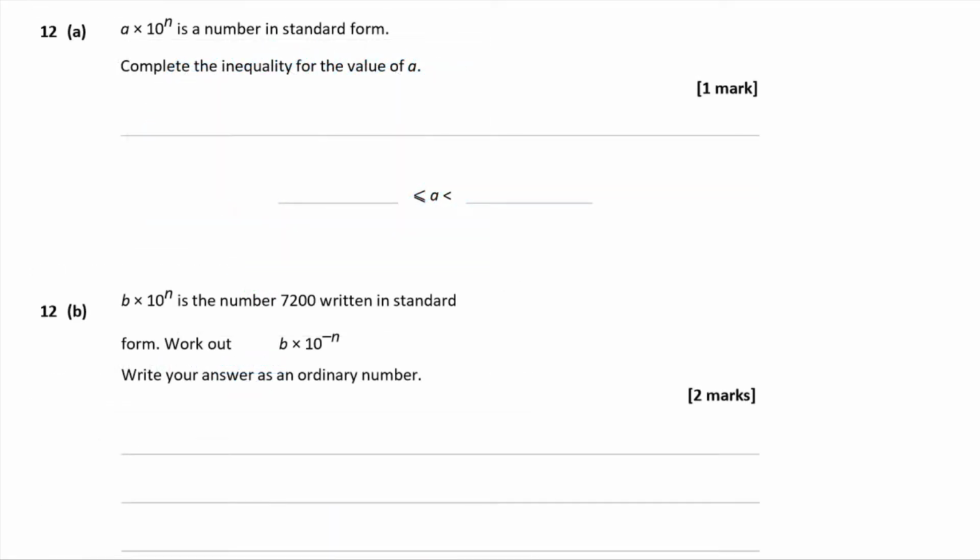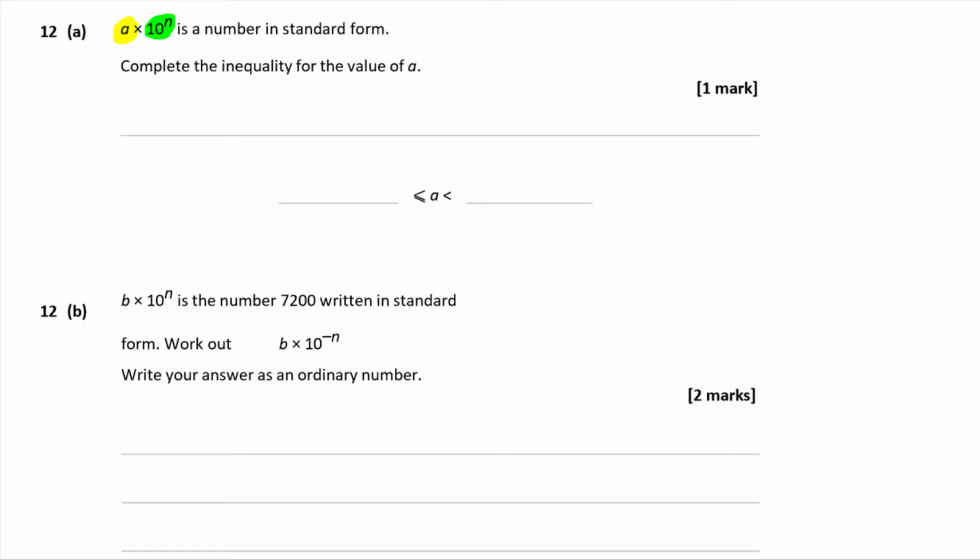12a, a times 10 to the n is a number in standard form, complete the inequality for the value of a. Okay, so this is the general form of a number in standard form, isn't it? This a part here, the proper name for it is the mantissa, and then this part here, this power of 10, we call the exponent.